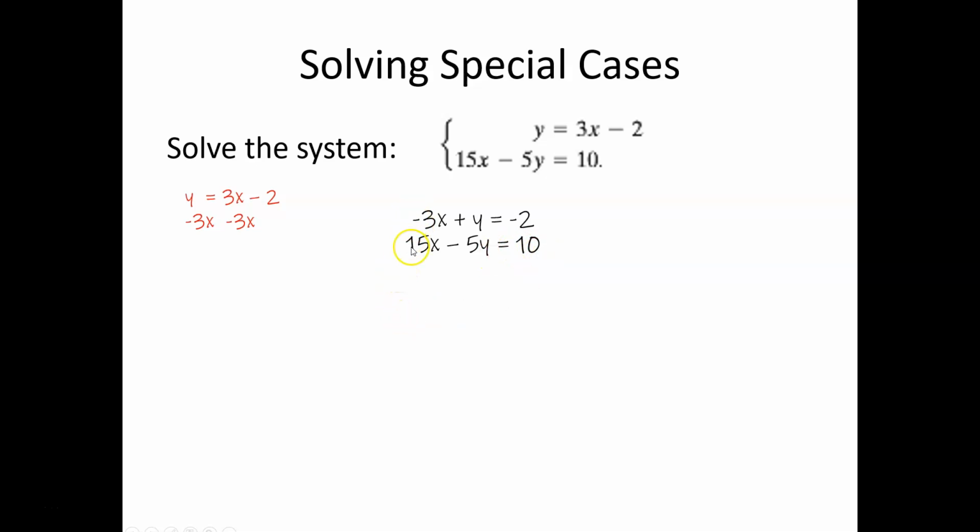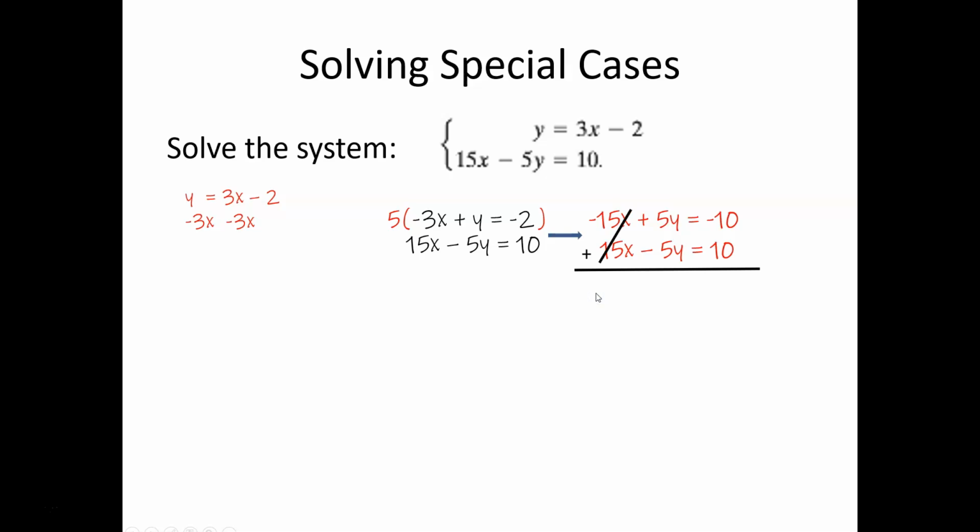Now let's look at the x's. We know that 3 times 5 is 15. It's already got the minus. So let's times that top row by 5. We get -15x plus 5y equals -10. On the bottom, we get 15x minus 5y equals 10, because that's just what we had before. Now, let's add them together.